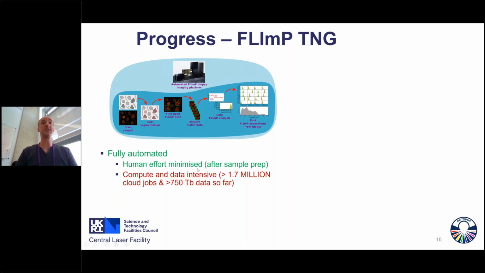It's compute and data intensive, which is probably out of date by now, but a couple of million jobs on our cluster, and I'd say 700-800 terabytes of data so far.